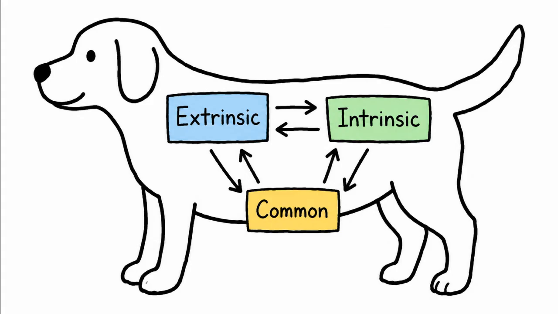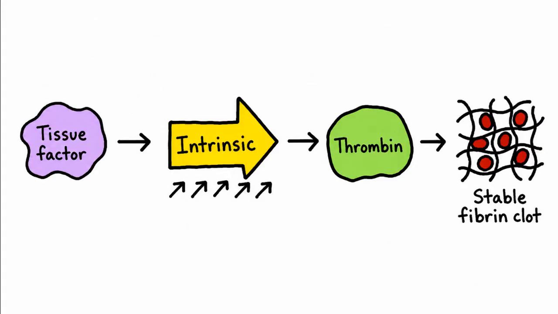Although the classic coagulation cascade divides this process into extrinsic, intrinsic, and common pathways, these systems interact closely inside the animal. Tissue factor initiates coagulation, while the intrinsic pathway amplifies thrombin production so that a stable fibrin clot can form.